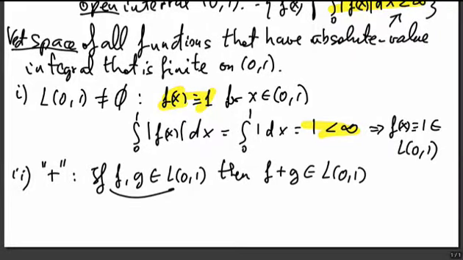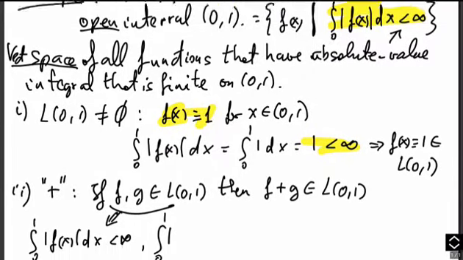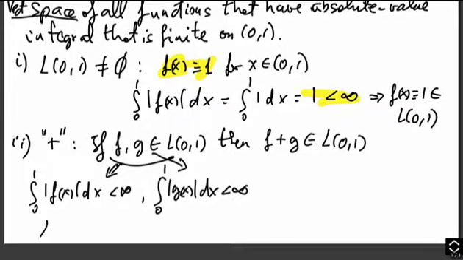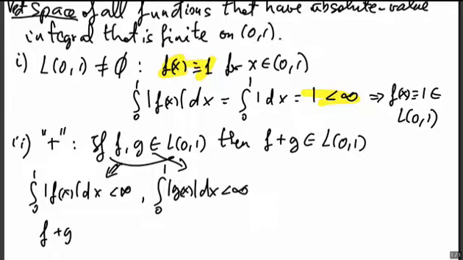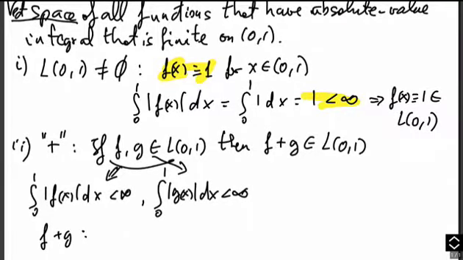Now, if f and g are in this space, that means their integral, absolute value integral, is finite. It can be different numbers, but the property just says that it's a finite integral. So this is the property of the set. Then if you add together the functions, we also have to check that it's in the set, so we have to check what this integral is.